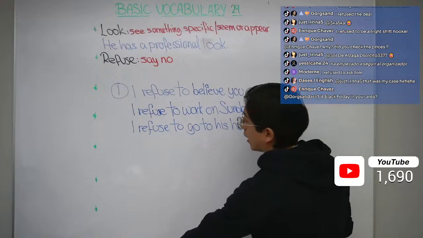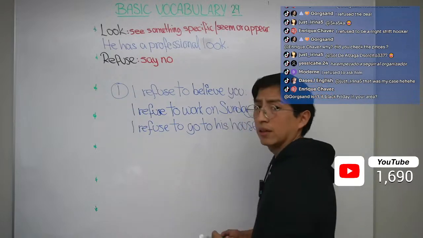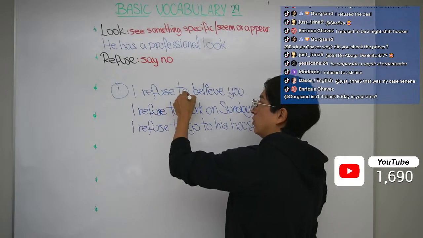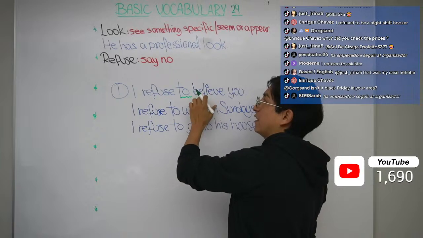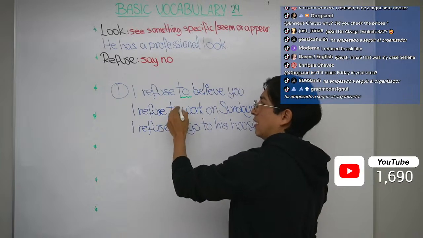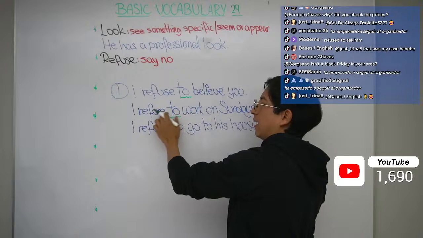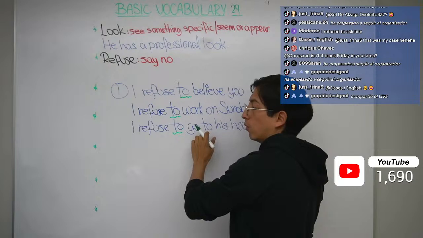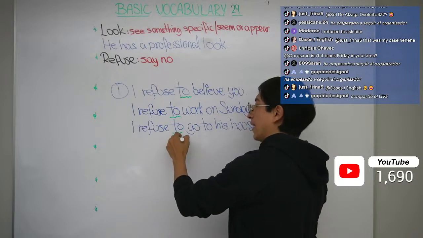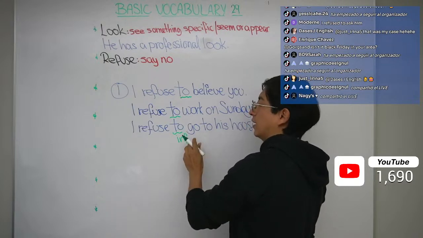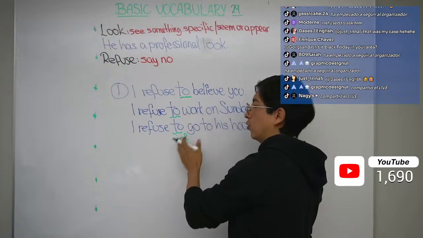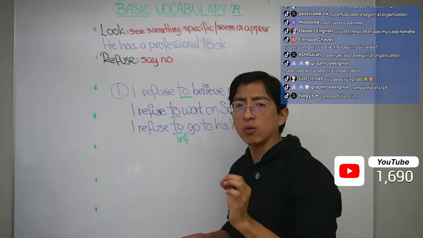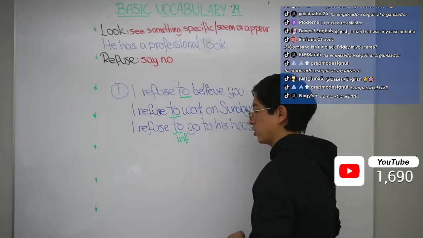Now, one thing that you have to remember here is that after refuse, we are using the infinitive form of the verb. I refuse to believe. I refuse to work. I refuse to go. So this is called infinitive. Okay, infinitive. To believe, to work, to go, to study, to play. Yes, we always use this in this situation.